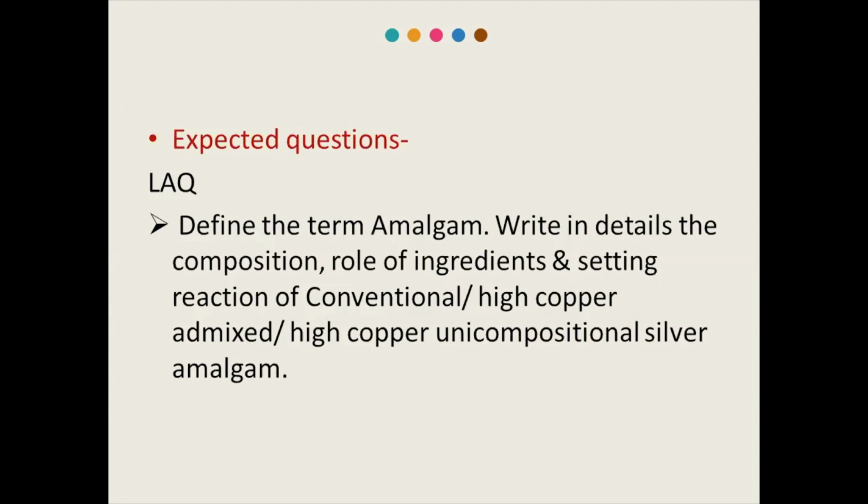So the expected question on this topic in today's part is: define the term amalgam and write in detail the composition, role of ingredients, and setting reaction of conventional or high copper admixed or high copper unicompositional silver amalgam. This is a very important question, and you should go through it at least twice so that it will be easier for you to understand and write it. Whenever you learn the reaction, try to write it, and then it will be easy to keep it in mind. So this is all about part 2.